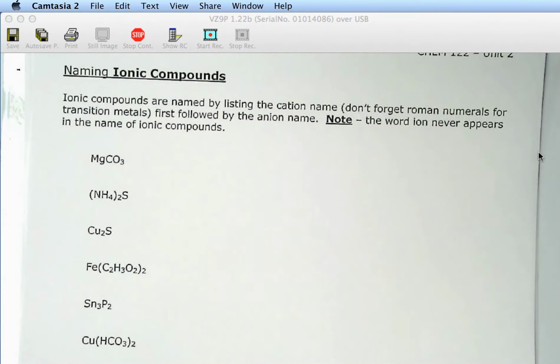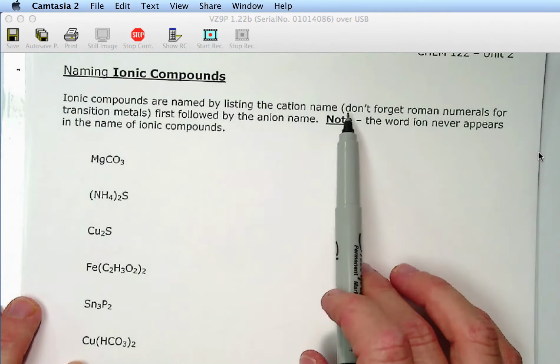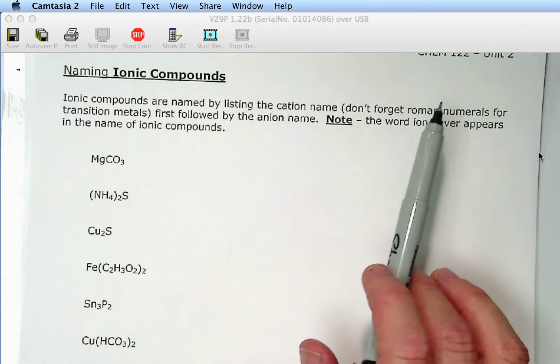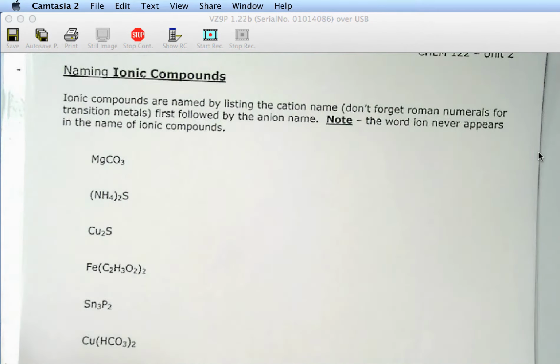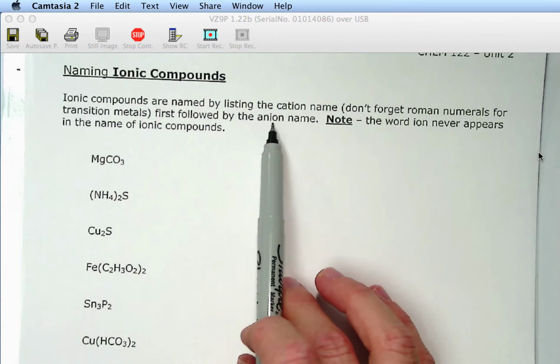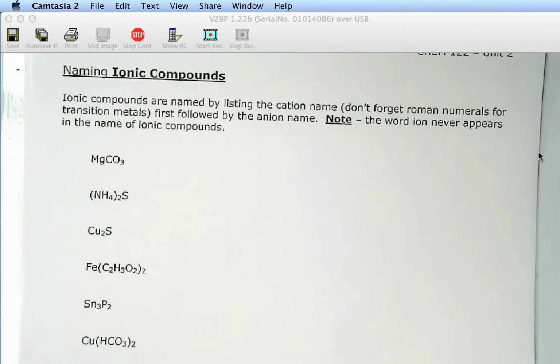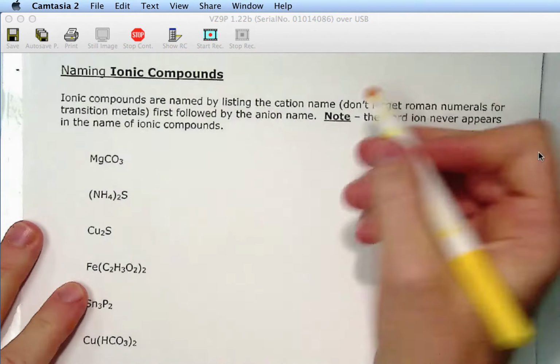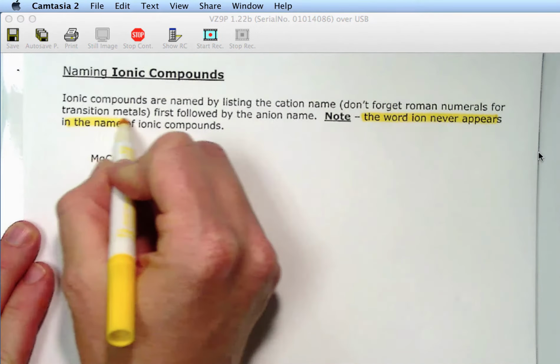Now we're going to learn how to name ionic compounds. It's not that much of a step to name ionic compounds now that you've learned how to name cations and anions. Ionic compounds are named by listing the cation first. So cation name. And if you're dealing with transition metals, don't forget the Roman numerals, or you can use the -ous and the -ic. And then you follow it by the anion name. Big thing with naming ionic compounds: the word ion never appears in the name of ionic compounds.